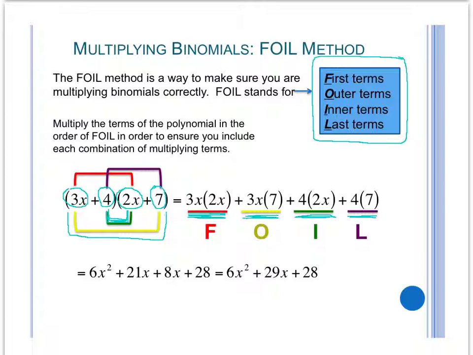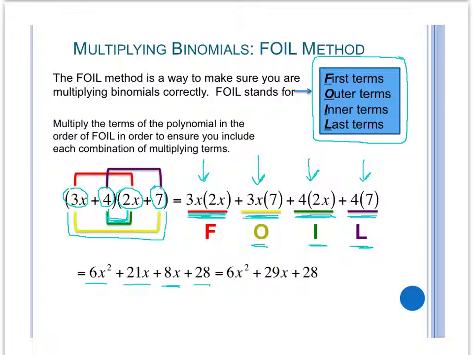Then, you go through and multiply each of those terms that you just came up with. So for the first terms of 3x times 2x, we have a 6x squared. Then moving on to the outer terms, or the O, we get 3x times 7, which gives us 21x. The inner term, 4 times 2x, will give us an 8x. And the last term, or L, is 4 times 7, which gives us 28.